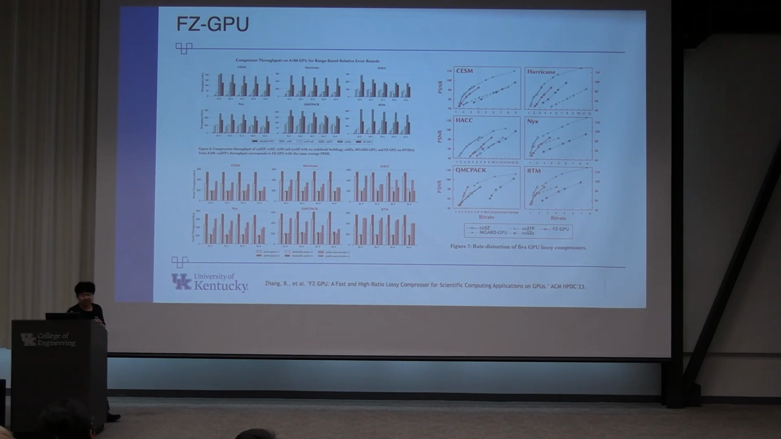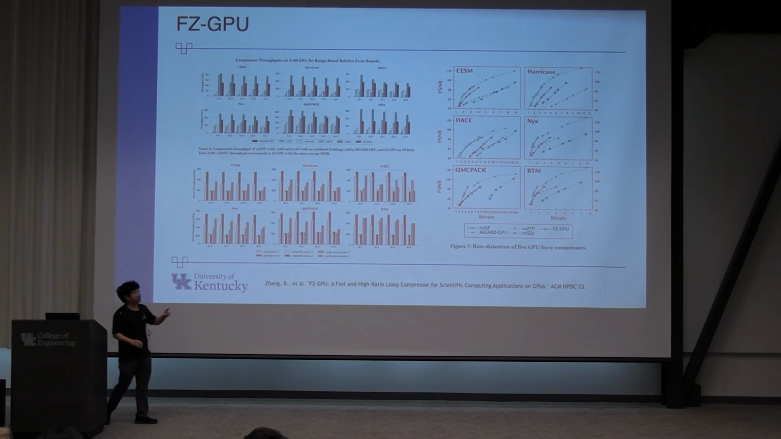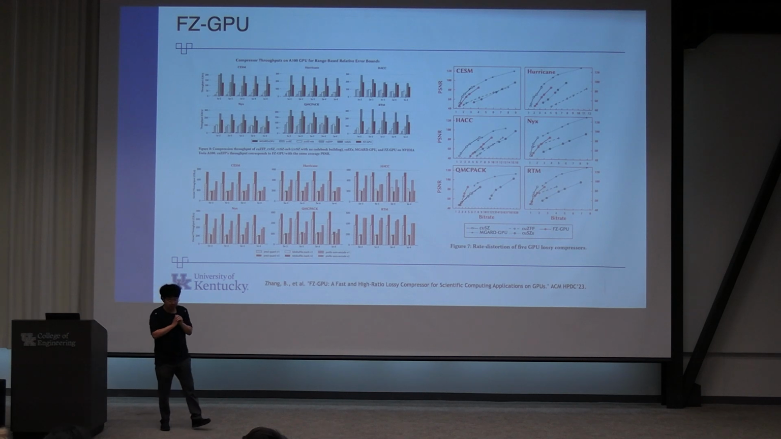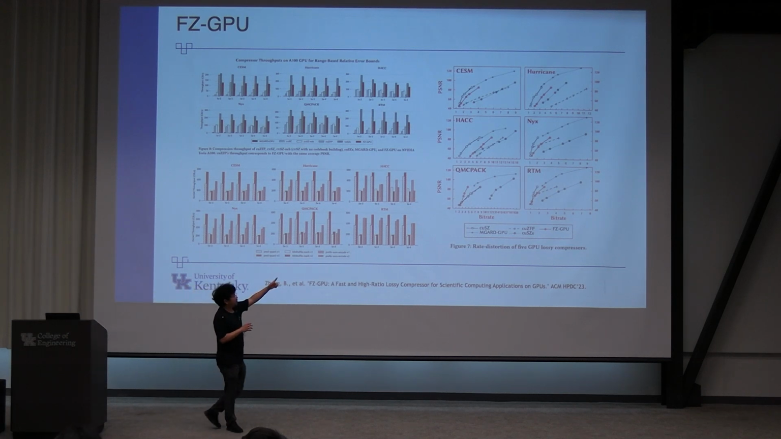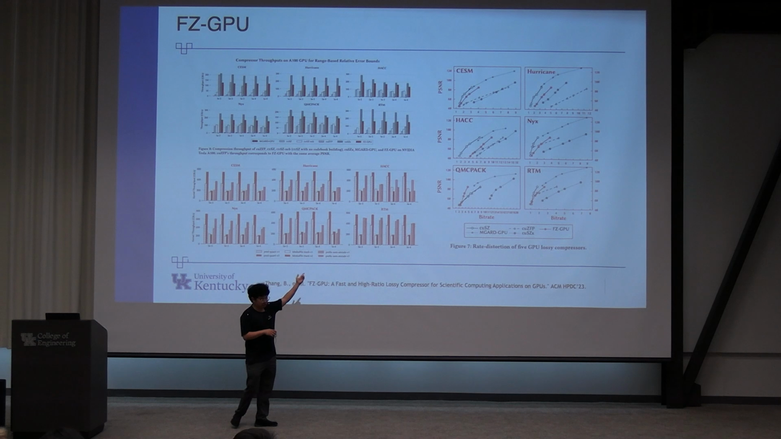Basically, as we can see, FZ-GPU can achieve considerably higher performance compared with cuSZ and cuSZ+. However, it may not be as fast as two other compressors, such as cuZFP. If you look at the quality of the compression, which is usually represented by the rate-distortion figure, this figure just shows the relationship between the compression ratio and the errors in the data.